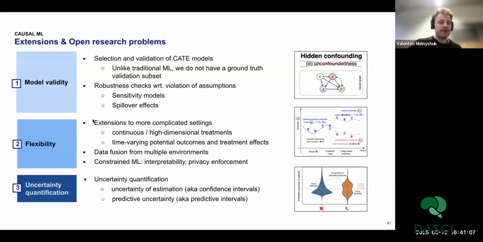Also there are extensions to more complicated settings, for example with continuous or high dimensional treatments, which is an open research question. Or when you have a time dimension, also the question of missing data or censoring and selection bias, and the question of data fusion from multiple environments. When I have one RCT and one observational data set, how can we fuse them together, or when we have several observational data sets from different environments? Super interesting.